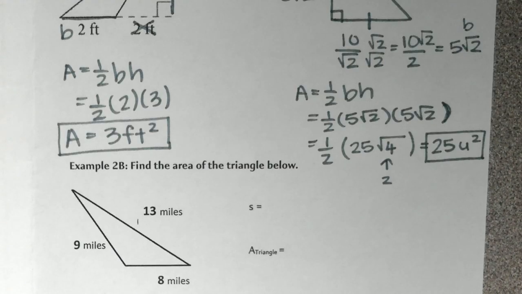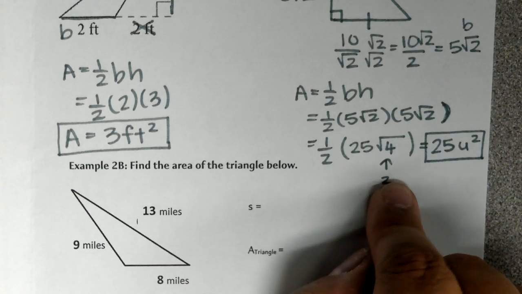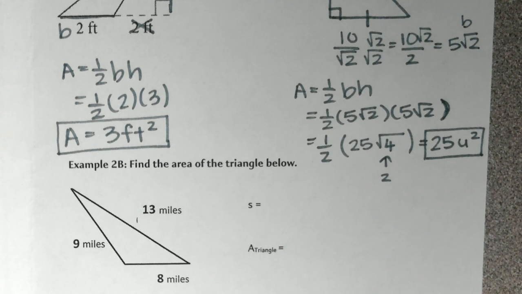How did I get 4? Because I just multiply what's inside the square root, 2 times 2. Yep. And then what's the square root of 4? 2. Okay. All right, let's close our notes, please.